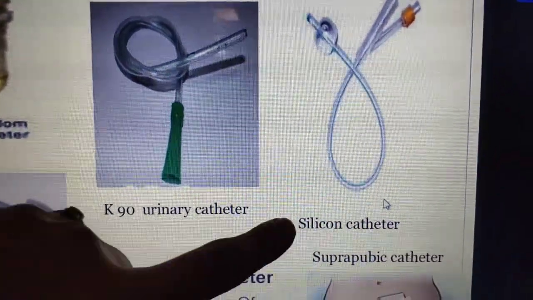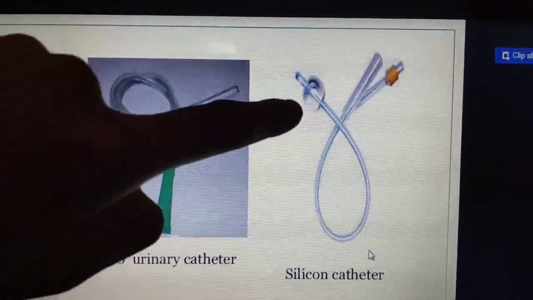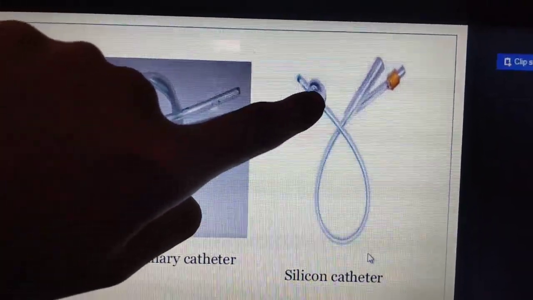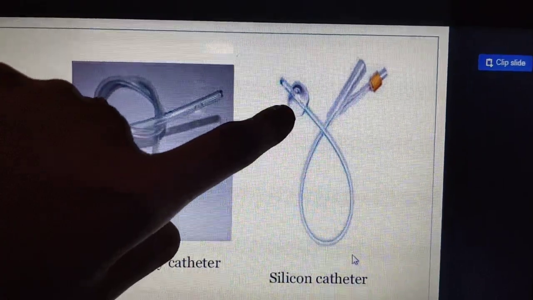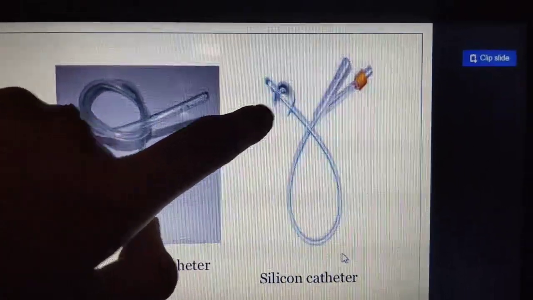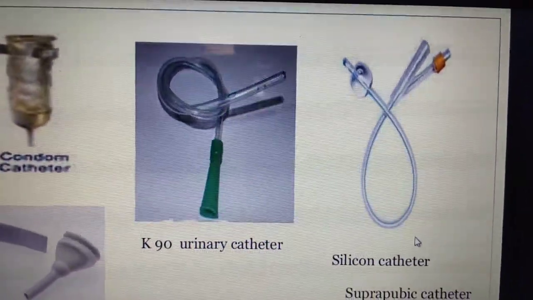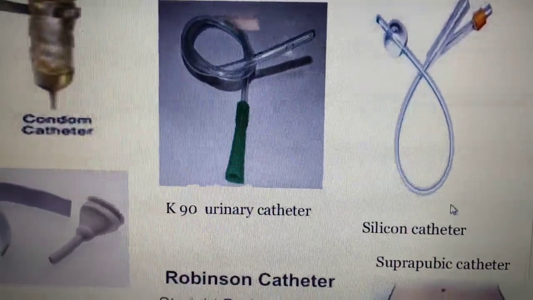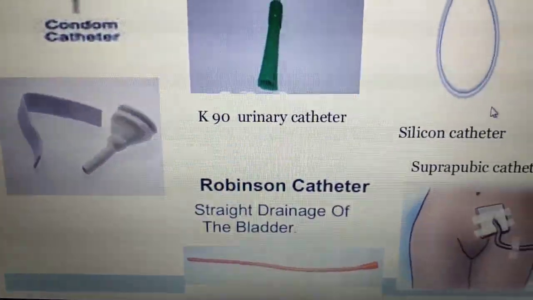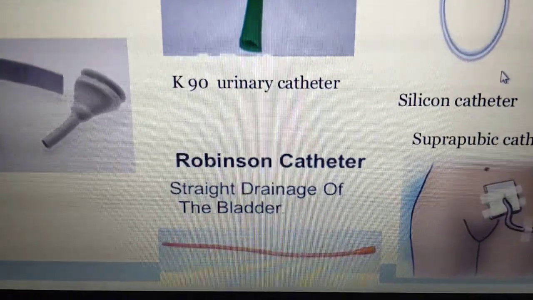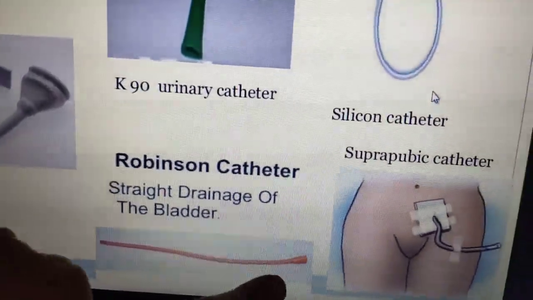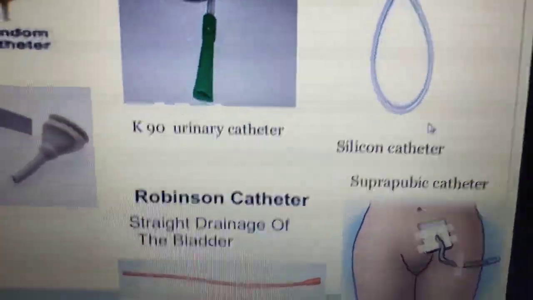See the silicone catheter, the balloon is there, here. You inflate water here. Why? Because to retain the catheter in the bladder. I'll show you in the next slides. Then the Robinson catheter is for straight drainage of the bladder. It's very straight. This is also a single use catheter.